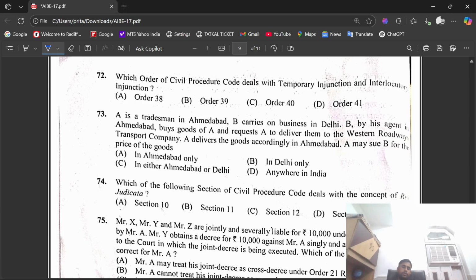Question number 72. Which order of civil procedure code deals with temporary injunction and interlocutory injunction? The right option is option B, that is order 39.